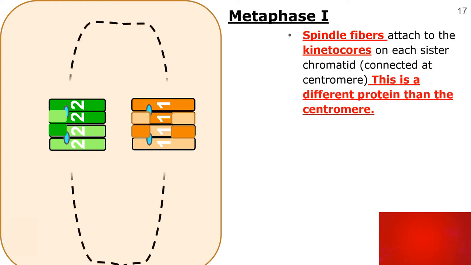So after they're oriented, however they're oriented, the spindle fibers connect to something called the kinetochore. This is a separate protein from the centromere. The kinetochore is what the spindle fibers attach to. The centromere here is what holds the sister chromatids together. So the kinetochore attaches to spindle fibers, and that's how we're going to move these chromosomes around. Again, in metaphase, they line up in the middle.